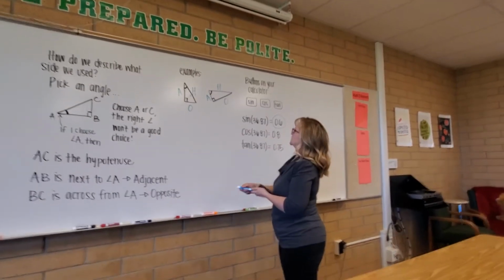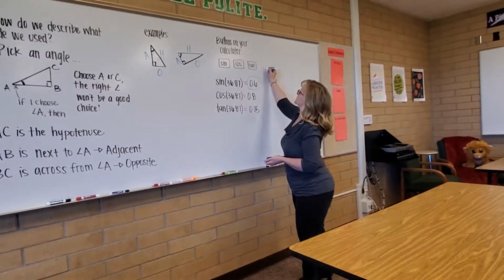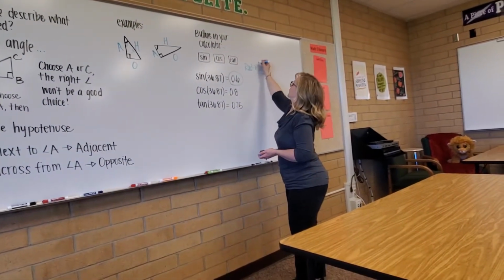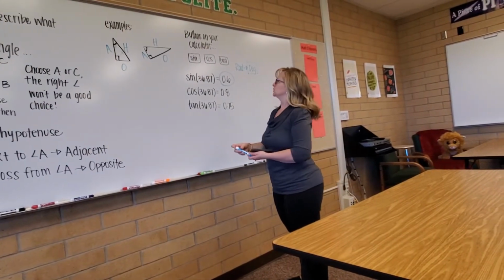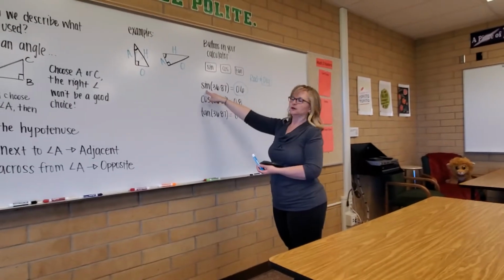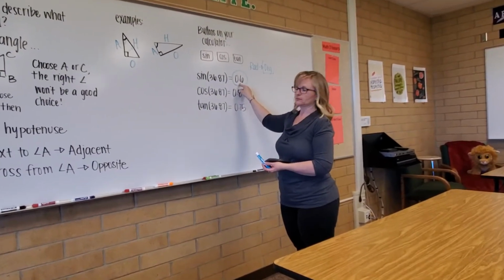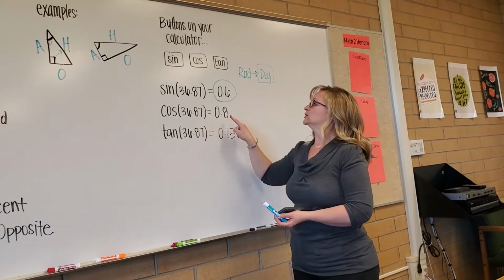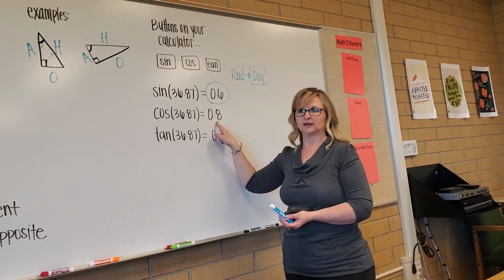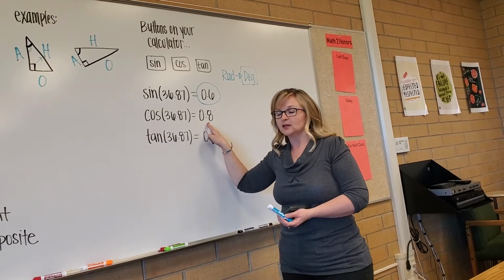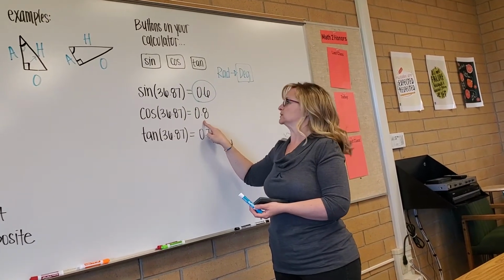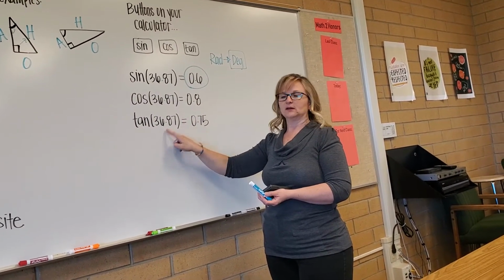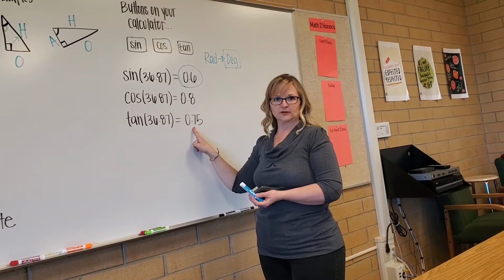So if you need to switch it, just look for a place where you can switch between RAD and DEG. You want degrees, okay? When you type this in, you should be getting 0.6. Then try this one, cosine of 36.87 should give you 0.8. It might give you 0.7999, but it will give you something really, really close to 0.8. And then tangent of 36.87, you should be getting 0.75.